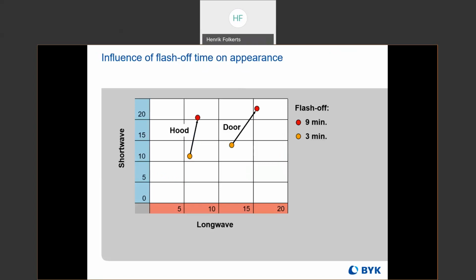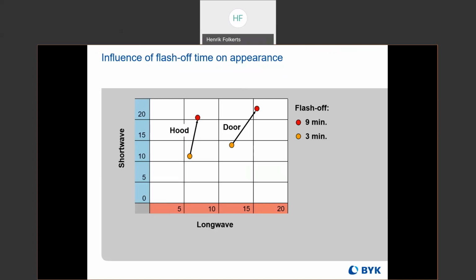This is showing the influence of flash-off time on appearance, so how long it takes the coating to cure in an oven. We have two surfaces here, a hood, which is a horizontally painted surface, and a door, which is a vertically painted surface. So we can see the influence of the flash-off time on each. With the hood, when the flash-off time is longer, that's going to increase the short wave by a good bit. Not too much effect on the long wave, but a pretty significant effect on the short wave, because remember, this is a horizontally painted surface.